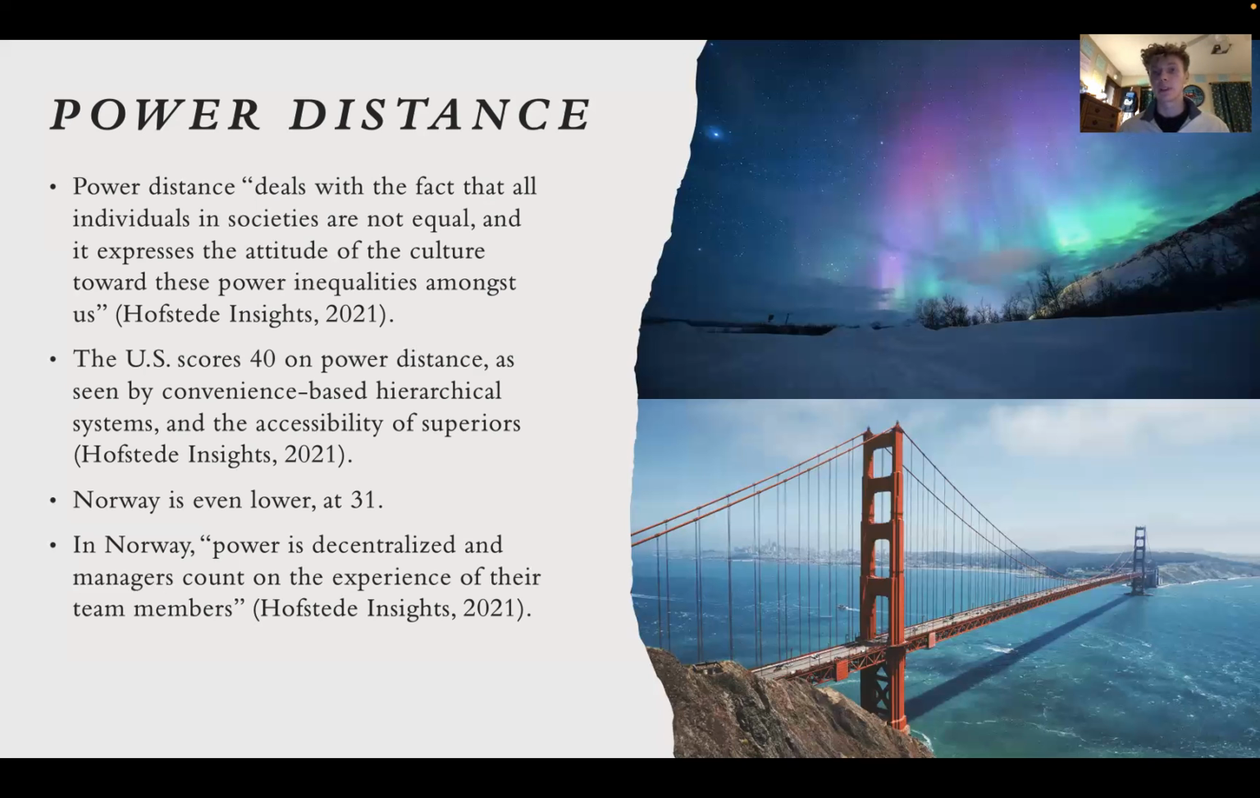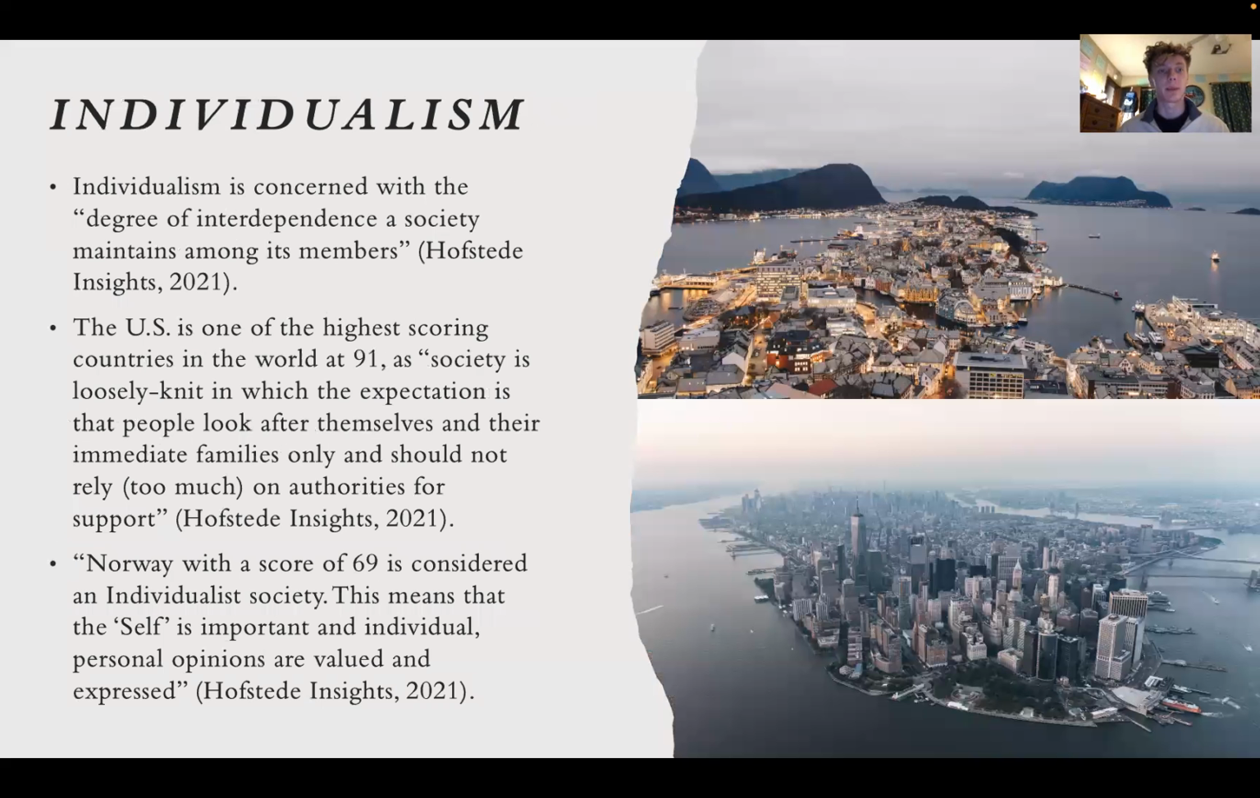So both countries are very similar in power distance, but they are not nearly as similar in individualism. Individualism is concerned with the degree of interdependence a society maintains among its members. The United States is actually one of the highest scoring countries in the world with a score of 91 out of 100. So it's a lot. The society is loosely knit, and the expectation is that people look after themselves and their immediate families, and not to rely too much on authority figures and the government, really.